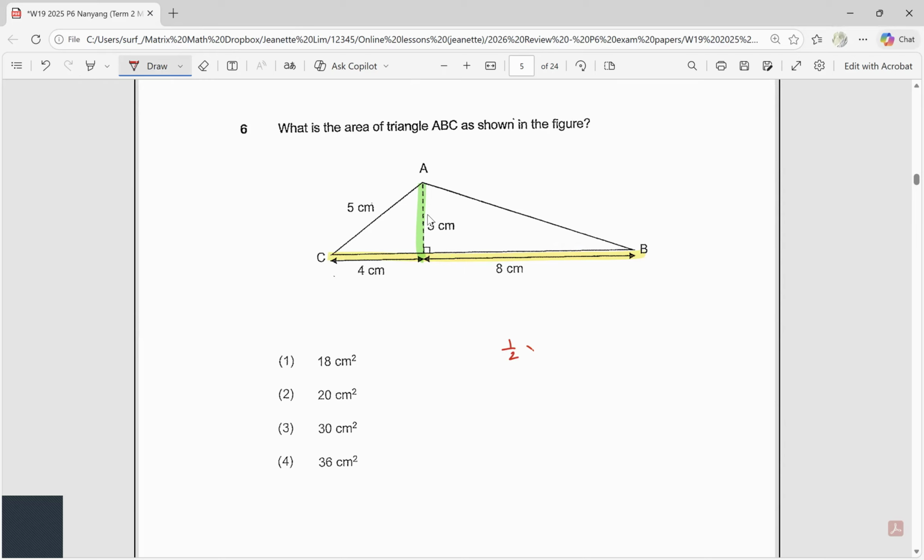So half times 12 times 3. Half of 12 is 6. 6 times 3 is 18. So answer option 1, 18 square cm.